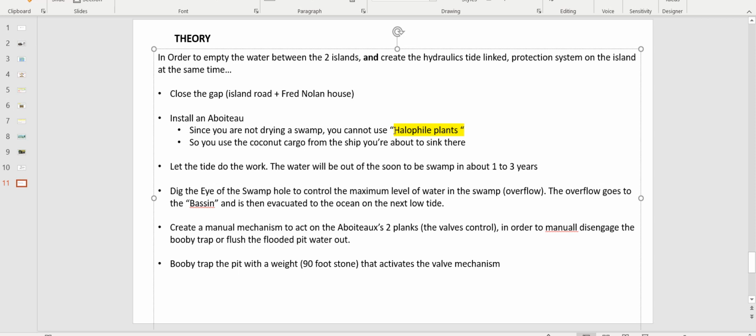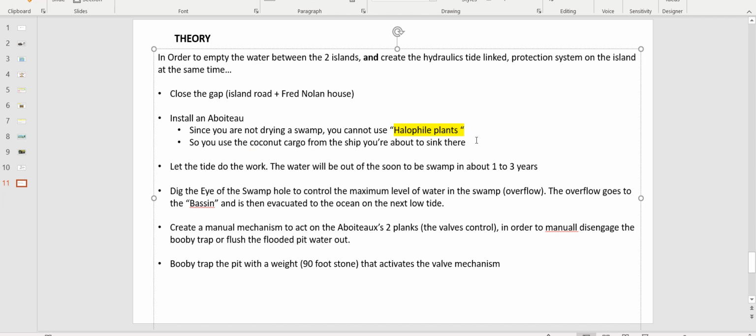So you don't have access to those halophyte plants, the plants that normally live in a swamp and resist salt water. You don't have access to them because you don't have a swamp to begin with. You're creating a swamp. So maybe, that's a hypothesis, right? You're using the coconut fiber from the coconut cargo of the ship you're about to sink in that soon-to-be swamp on the island. That's my belief, that that's the ship.